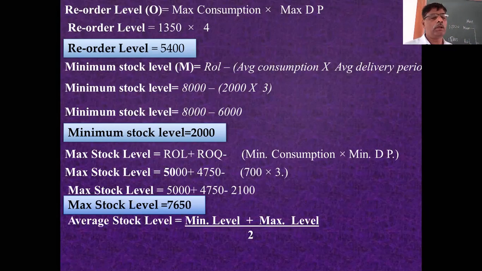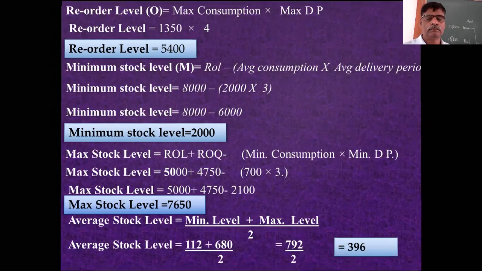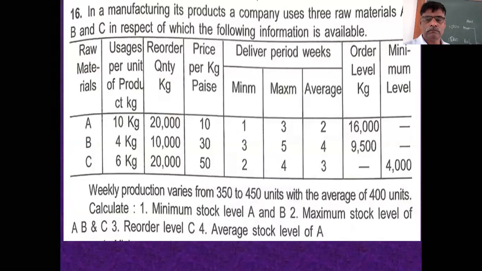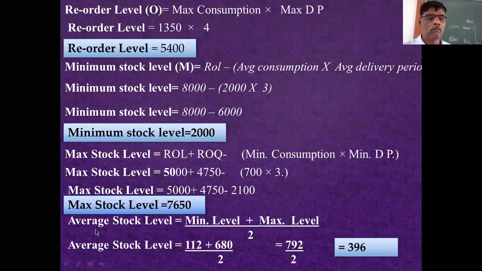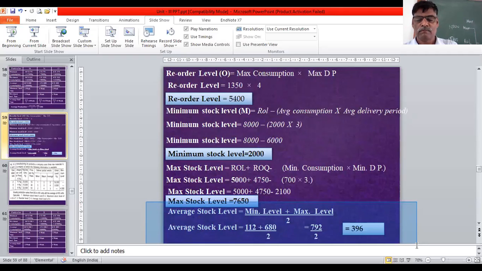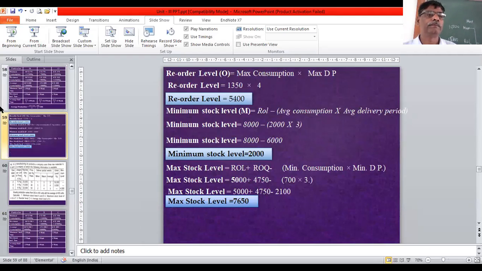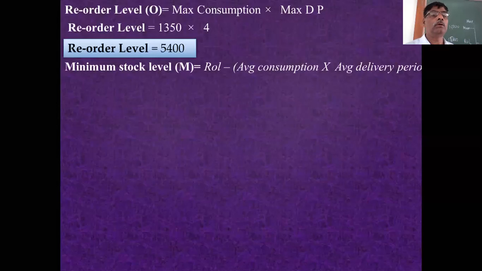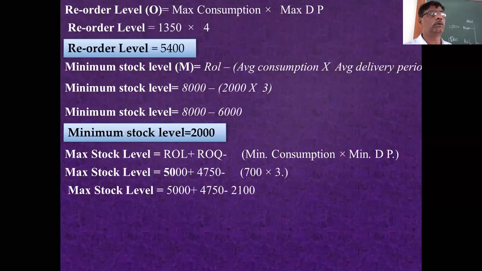Then you can calculate the average stock level. Average stock level is equal to minimum stock level plus maximum stock level divided by 2. Is this question asked? No. Average stock level, this was collected from the previous problem. It is not related. I copied it from the previous one. Okay. Any doubt? 3 questions asked, 3 questions solved.